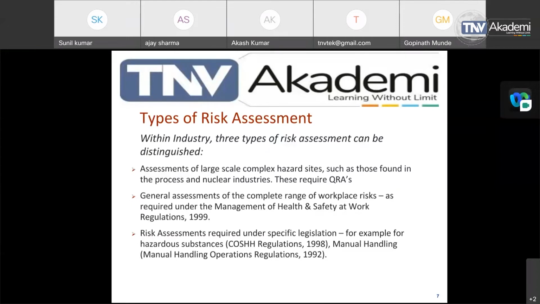So these are the regulations which are applicable to the industry for the management of health and safety at the workplace. And the third one is the risk management required under specific legislation, for example, for hazardous substances there is the COSHH Regulations 1988, and for manual handling, the Manual Handling Operations Regulations 1992. So these are the types of regulation conducted through government regulations. One is the management of health and safety at work regulation, and the second is the manual handling operations regulation 1992.